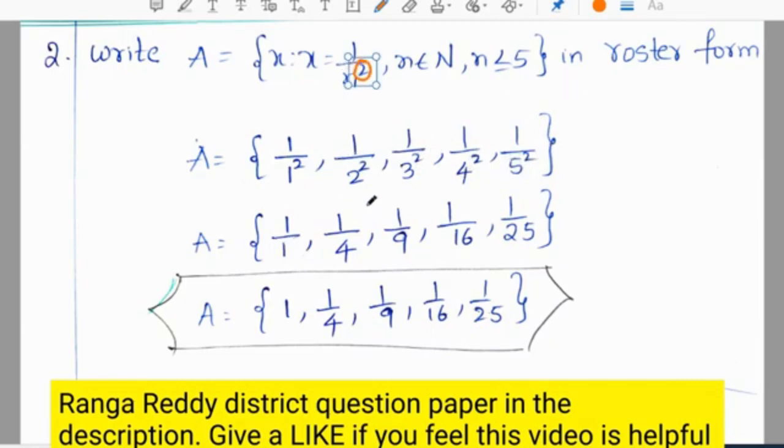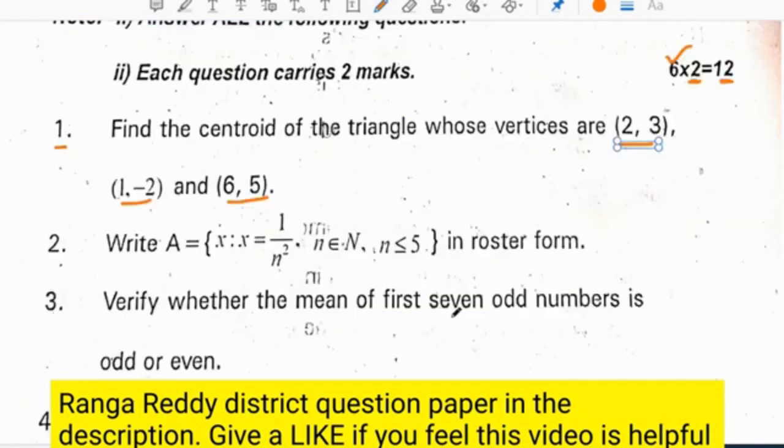So 1 square is 1, 2 square is 4, 3 square is 9, 4 square is 16, 5 square is 25. So 1, 1 by 4, 1 by 9, 1 by 16, 1 by 25 is set A in roster form. Verify whether the mean of the first 7 odd numbers is odd or even.